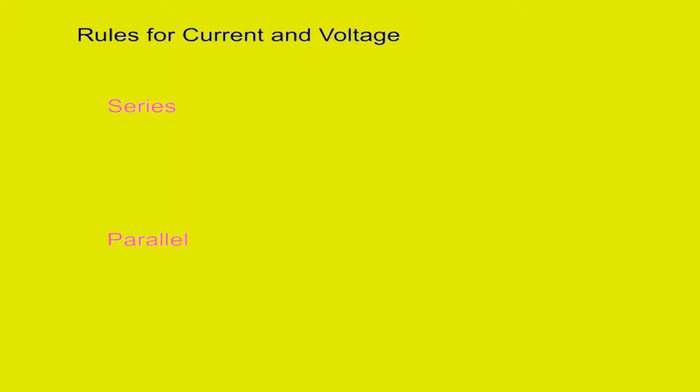In this video, I'll explain the rules for current and voltage in both series and parallel circuits. Okay, let's start with a series circuit. So in a series circuit, we have some resistors, R1 and R2.